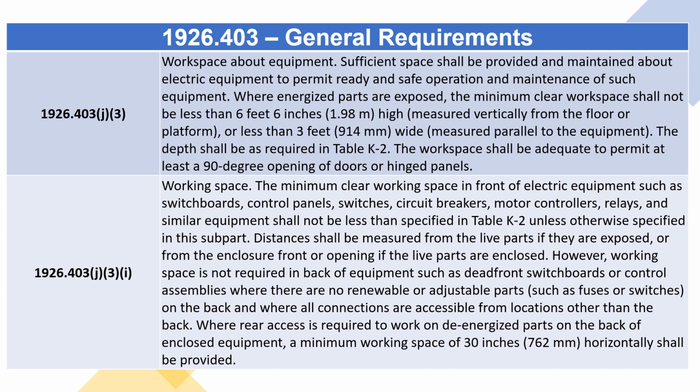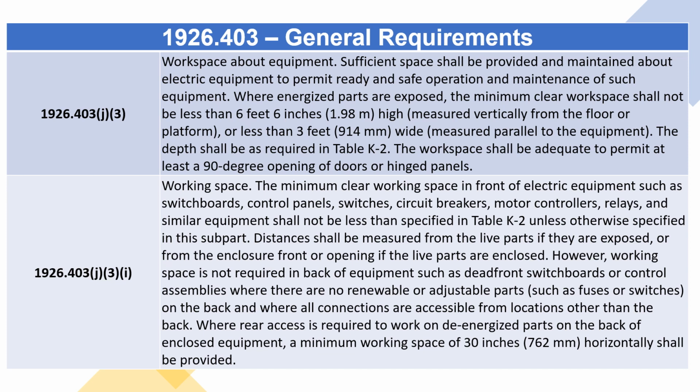Where energized parts are exposed, the minimum clear workspace shall not be less than 6 feet 6 inches (1.98 meters) high, measured vertically from the floor or platform, or less than 3 feet (914 millimeters) wide, measured parallel to the equipment. The depth shall be as required in Table K2. The workspace shall be adequate to permit at least a 90-degree opening of doors or hinged panels.